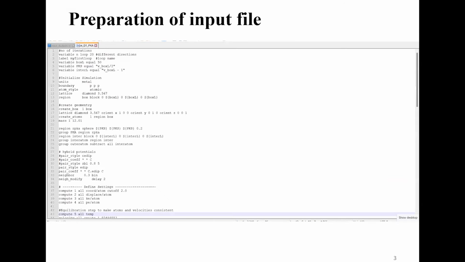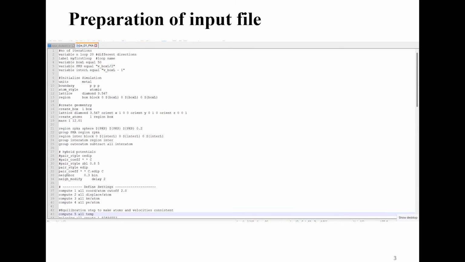I'll show you how to prepare an input file. Those who are already using LAMMPS may already know this, but for those who wish to work with LAMMPS and would like to prepare the input file, it is very important. So this is one of the input files I am using for my simulation.